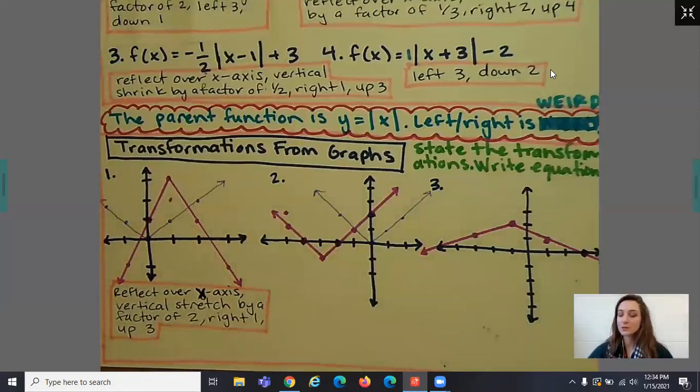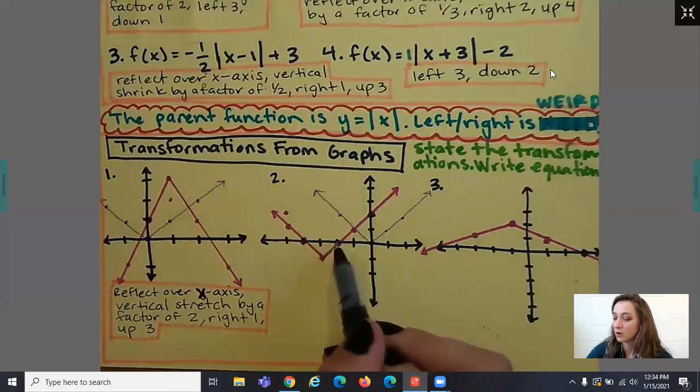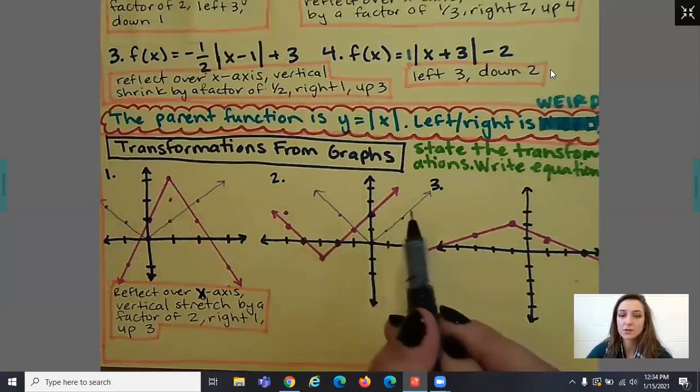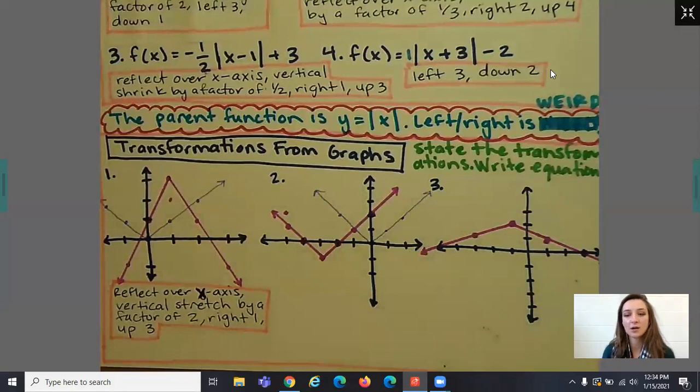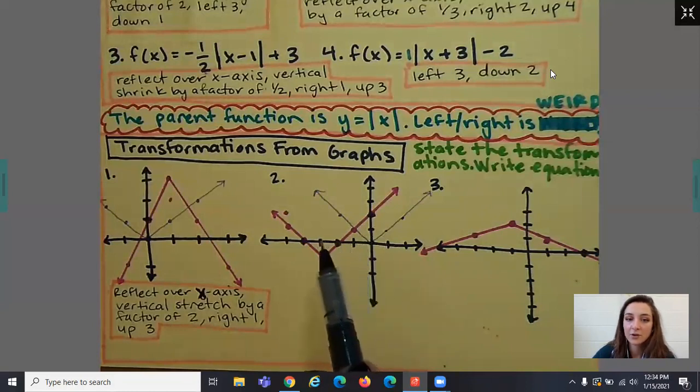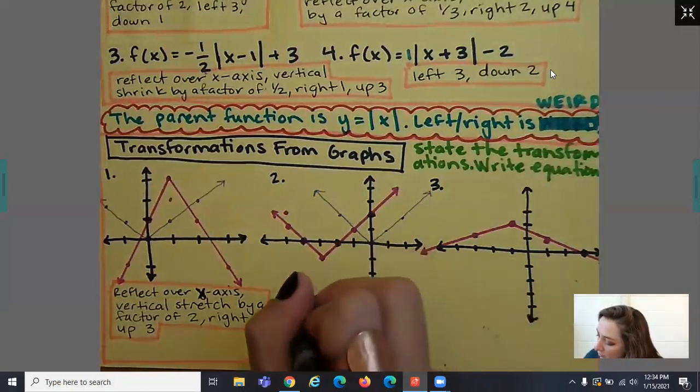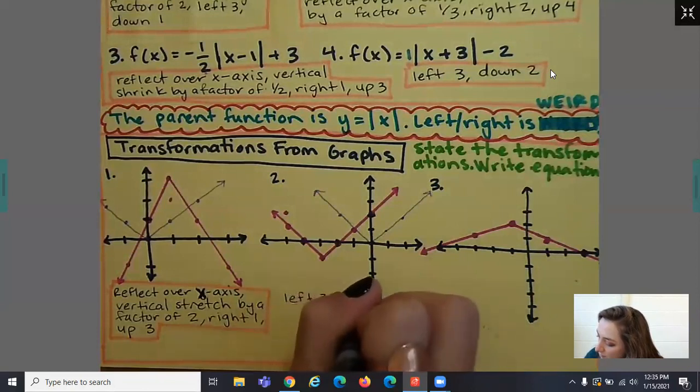Here you can see it has the exact same slope, up 1 over 1, up 1 over 1. Since this has the same slope, it's not going to be a vertical shrink or stretch at all. So now let's move on to our right and left and up and down. We can just look at what the vertex does. We can see it goes left 3, down 1. Since it went left 3, down 1, this is going to be the only transformation here: left 3, down 1.